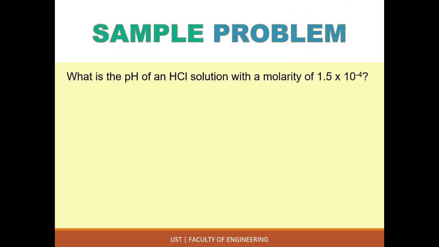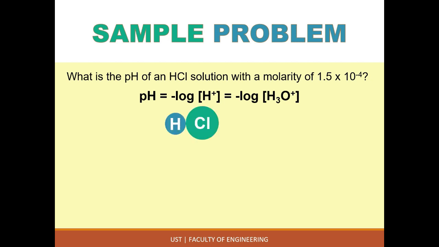As an example, what is the pH of an HCl solution with a molarity of 1.5 times 10 raised to negative 4? Recall that to calculate the pH, one must know the hydrogen ion concentration. Let us represent the problem using an equation. Note that HCl is a hydrohalic acid, which is a strong acid. Therefore, it simply dissociates to H plus and Cl minus.